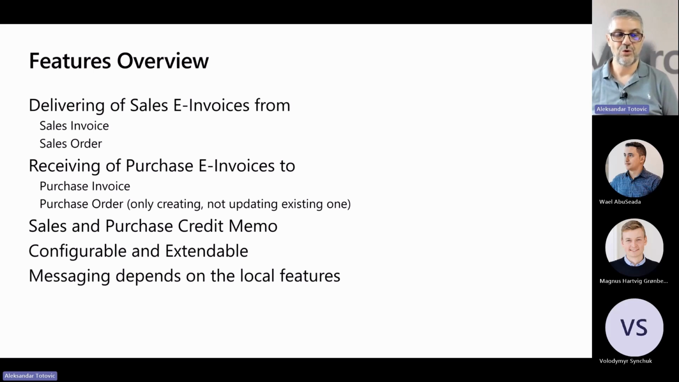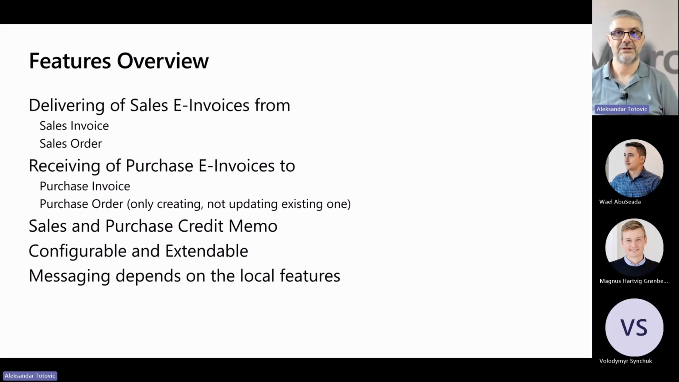From purchase side, you can import your electronic documents to purchase invoice and purchase order, but only if you want to create new purchase order, not to update existing one. And even if this is not on the list, as you could see from Vladimir demos, you can import to journal as well. Then about credit memos, both credit memos from sales and purchase side, they are covered with this release.